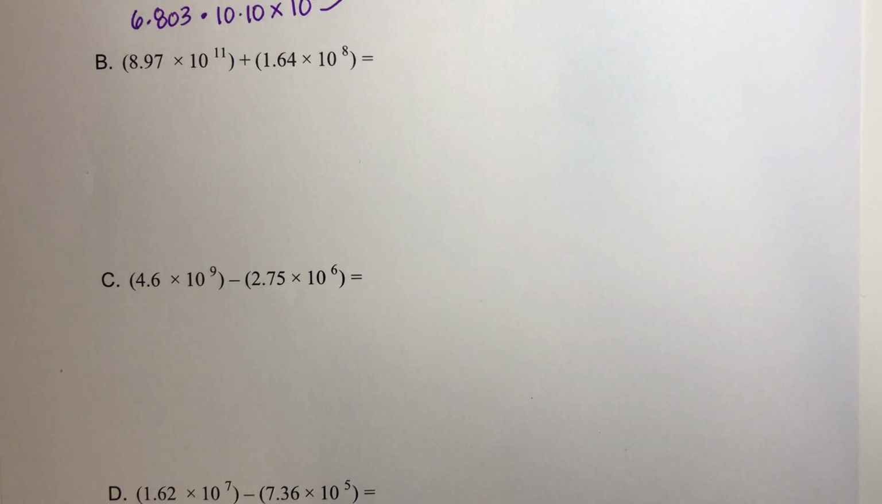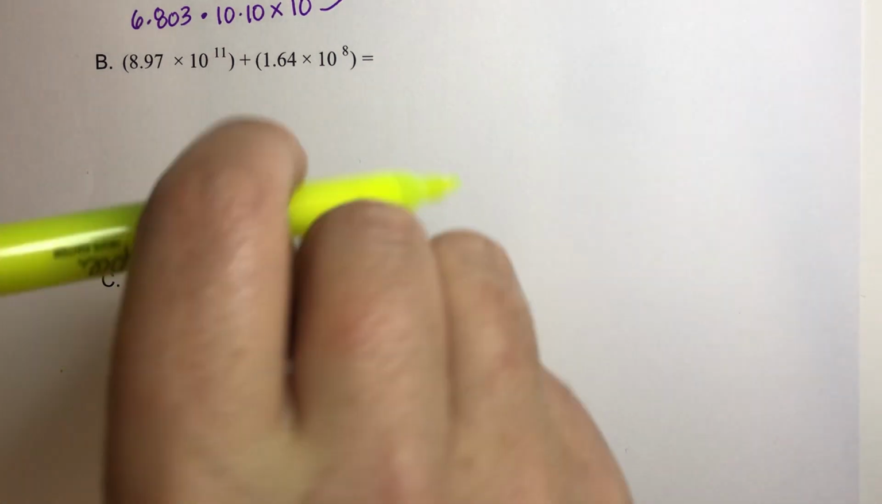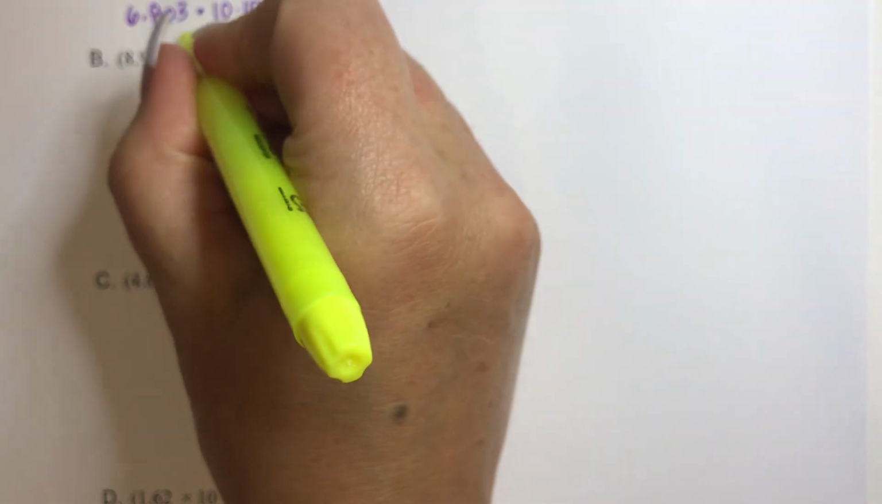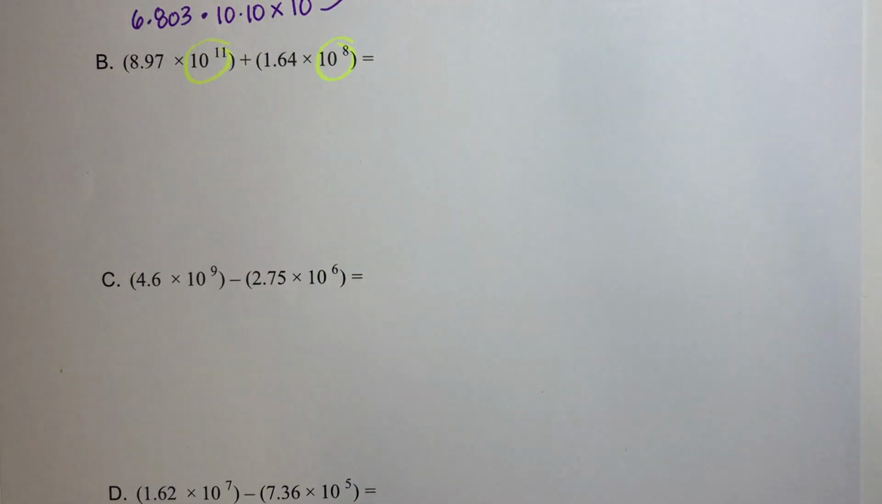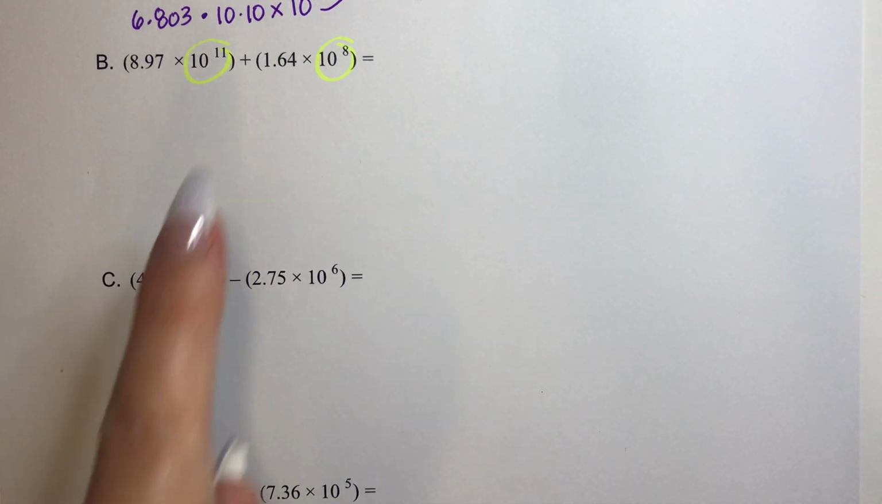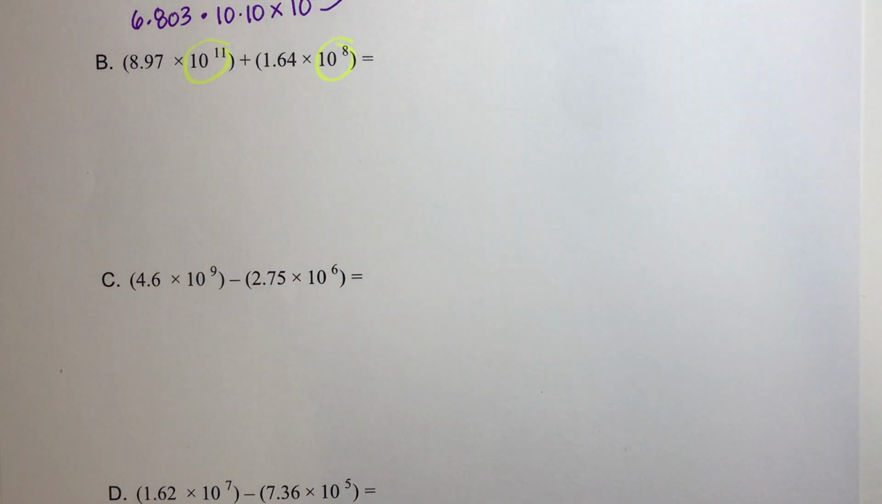Okay, let's see how you did. So when I'm looking at this problem, I know that I'm adding, right? So I need the same base, and I don't have the same base. I have 10 to the 11th power and 10 to the 8th. So what I'm going to do is I'm going to rewrite this 10 to the 11th so it has a 10 to the 8th within it, right? So what is 10 to the 11th?